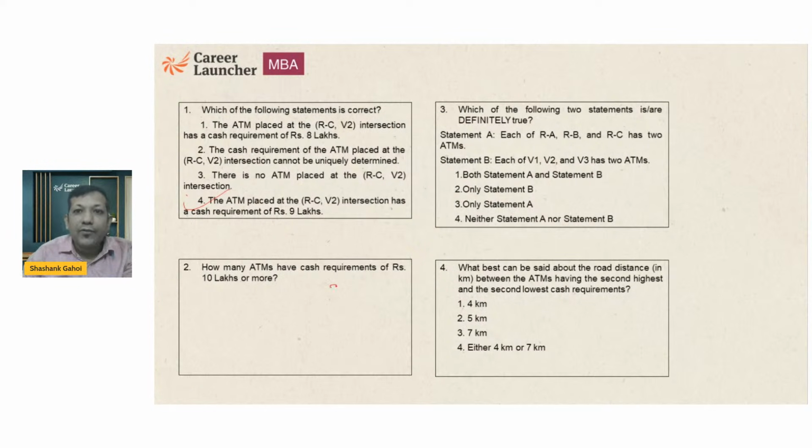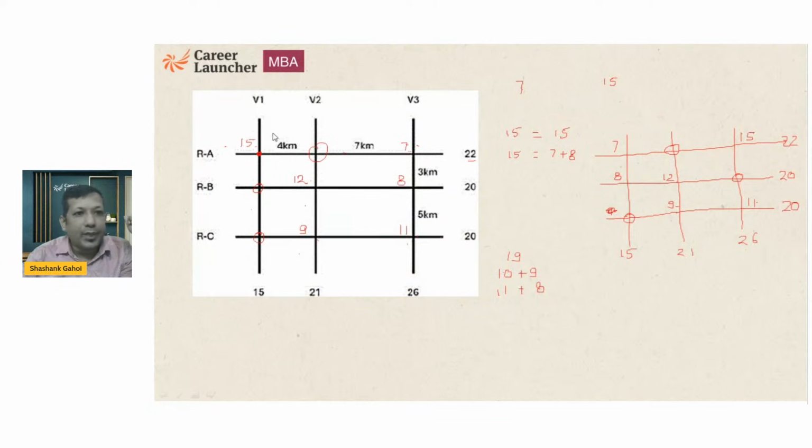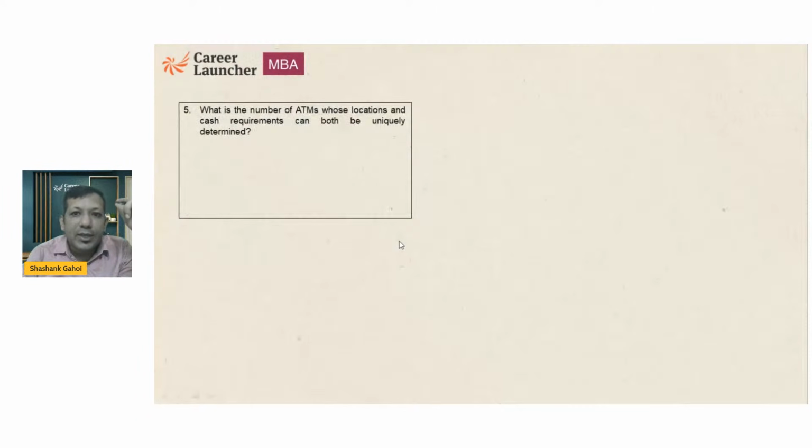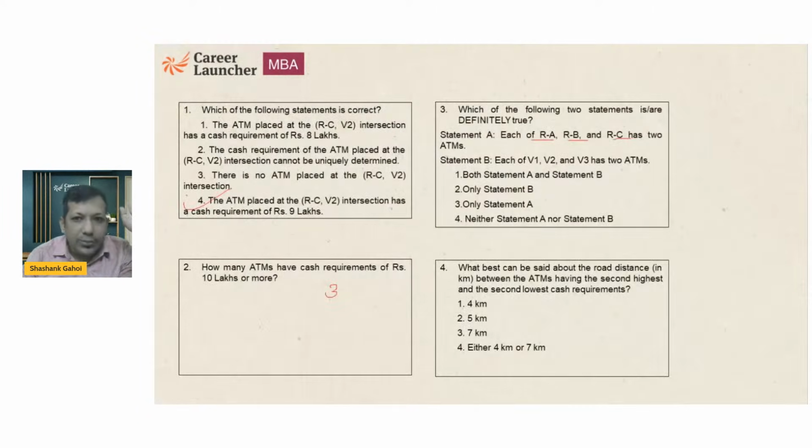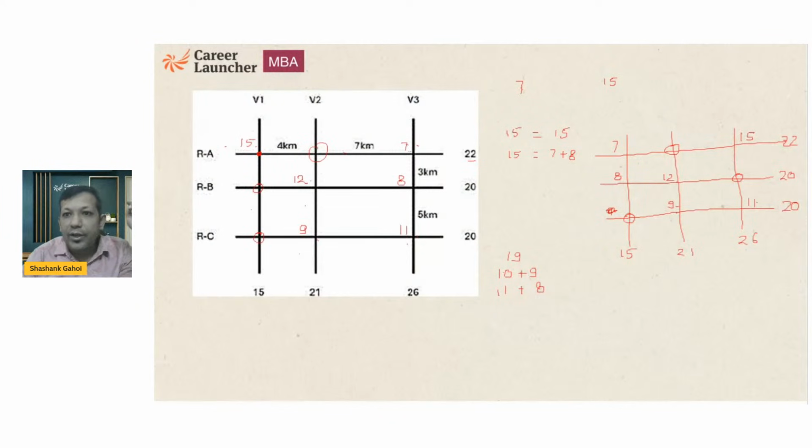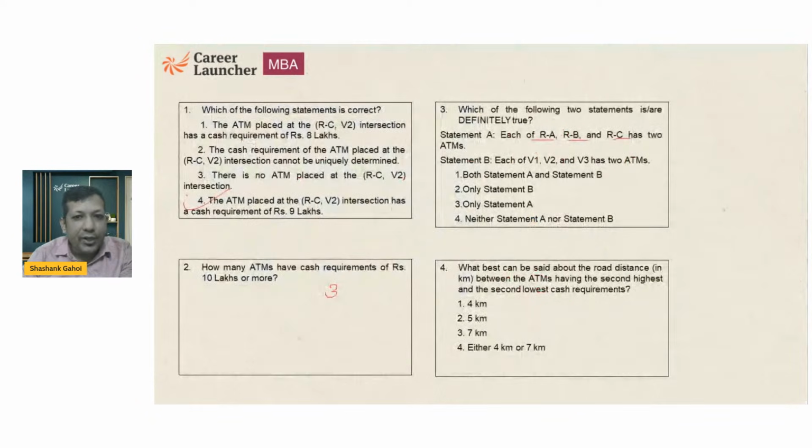Okay. Which of the following statements are definitely true? Each of RA, RB, RC has 2 ATMs. RA has 2 ATMs. RB has 2 ATMs. RC has 2 ATMs in both the arrangements. So basically, the first statement is definitely true. Each of V1, V2, V3 has 2 ATMs. So V1, V2, and V3 also have 2 ATMs. So the second statement is also definitely true. So the answer of this question is going to be option 1.